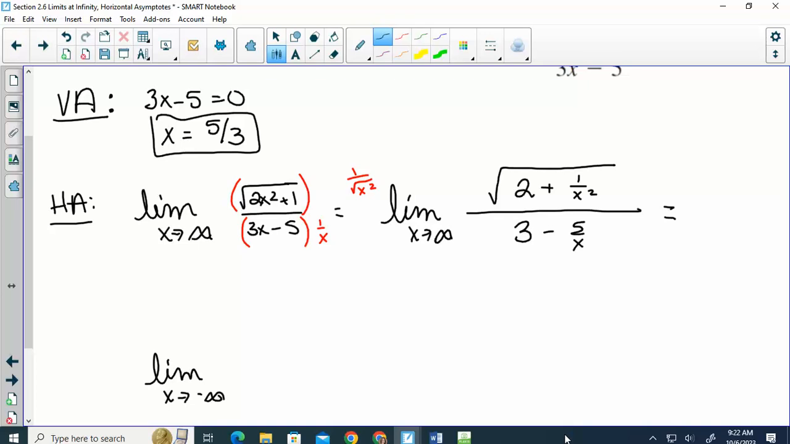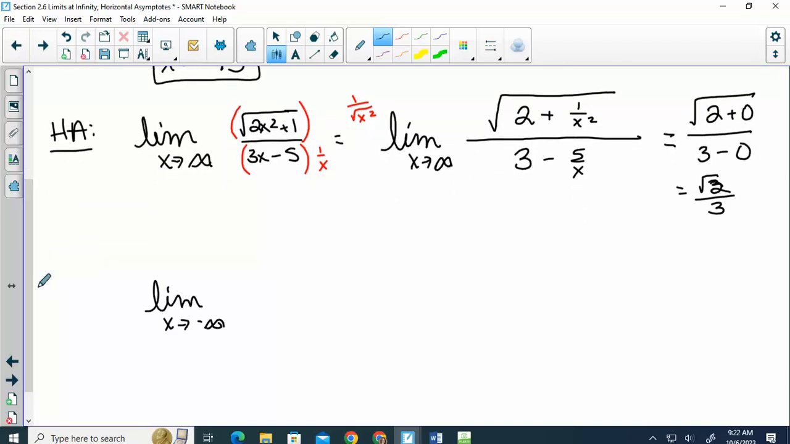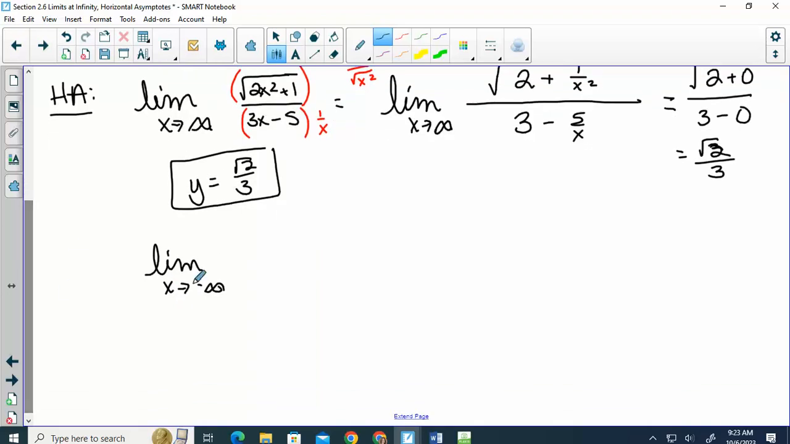All right. So if I plug in infinity, I have 2 plus 1 over infinity squared over 3 minus 5 over infinity. So we get square root of 2 over 3. Are we okay with that one? So I know right now I have one horizontal asymptote, y equals the square root of 2 over 3. I need to check the other way and see if I get the same thing or something different.